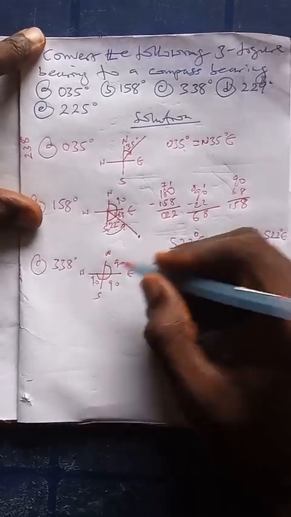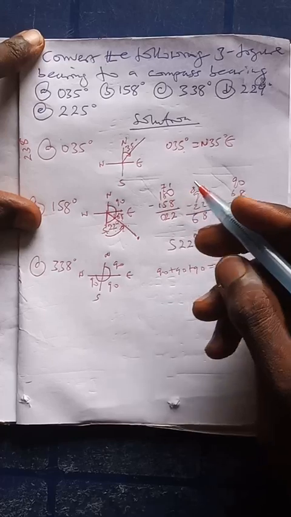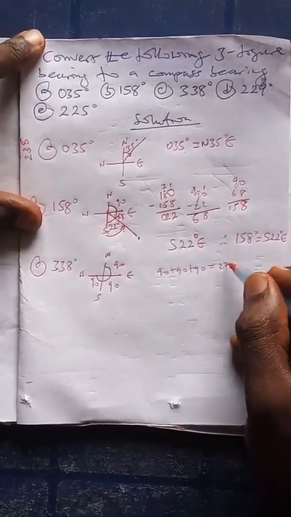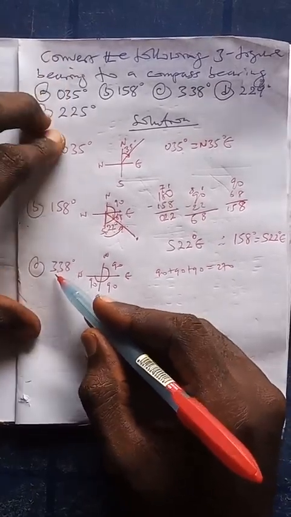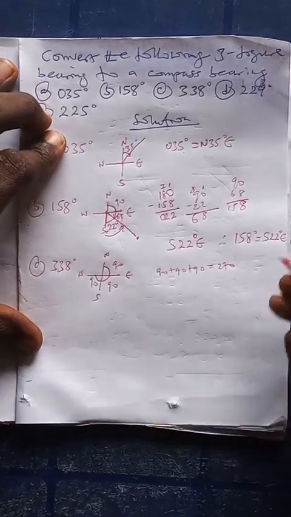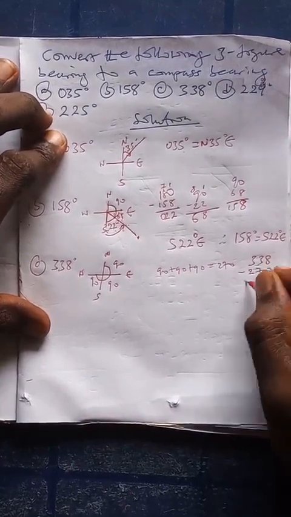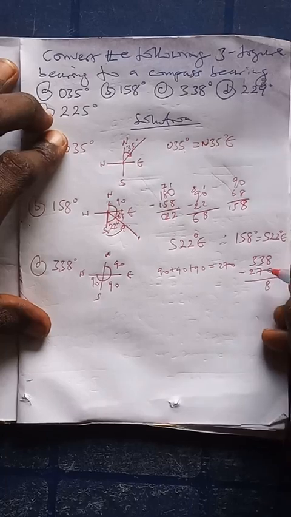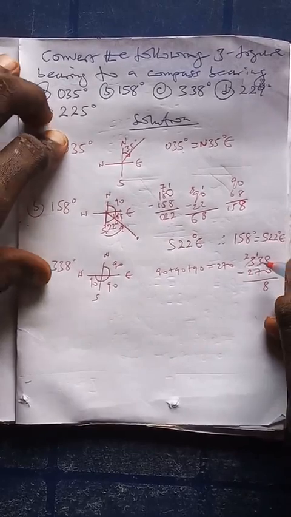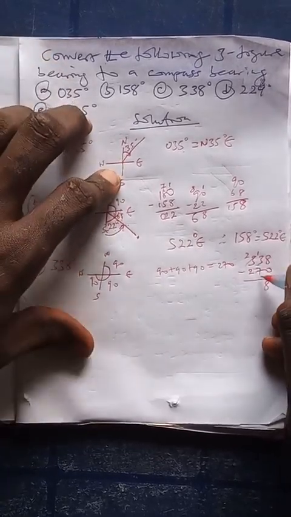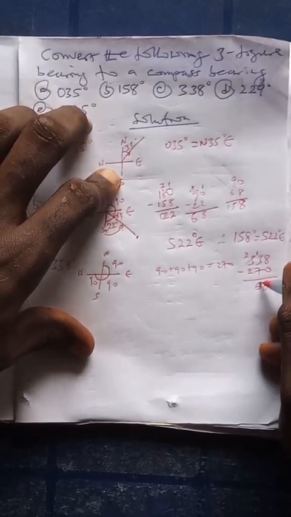Now we still need extra angle to add to this 270 to give us 338. So how do you find that remaining angle? Simply subtract 270 from 338. So I'm going to have 338 minus 270. 8 minus 0 is 8. 3 minus 7, first we borrow 1 from here, remaining 2, here is 13. 13 minus 7 gives us 6. So we have 6 here.